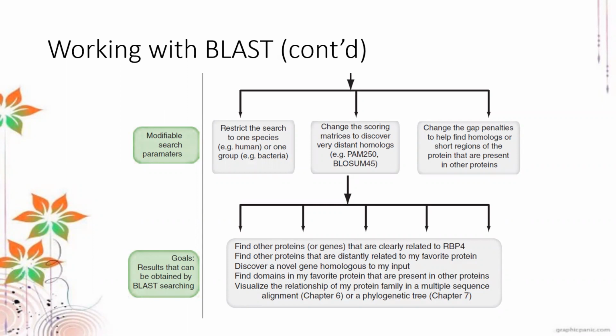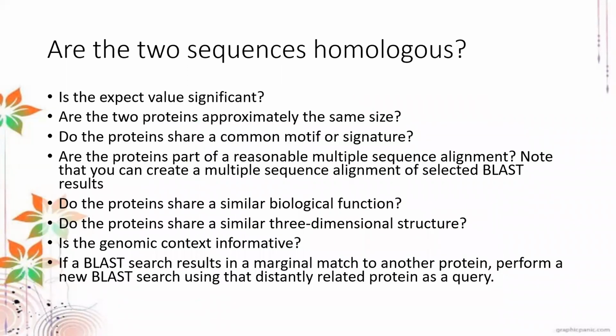So these are the goals, the results that can be obtained by BLAST searching: find proteins or genes that are directly related to RBP4, proteins that are distantly related, novel gene homologs, find genes, or visualize relationships in protein families. So these are your proteins.